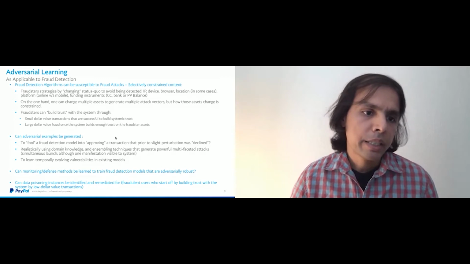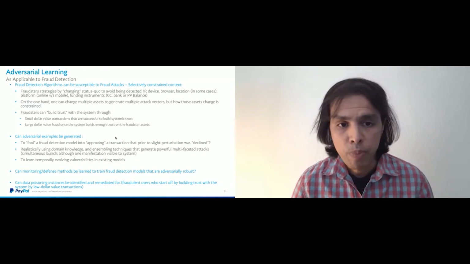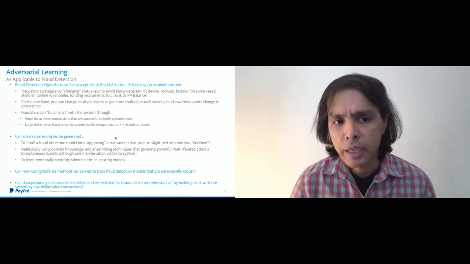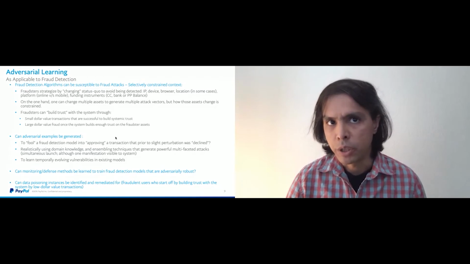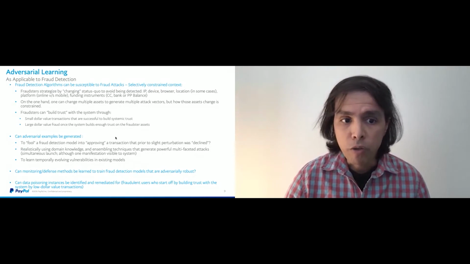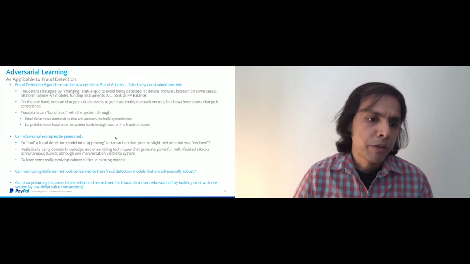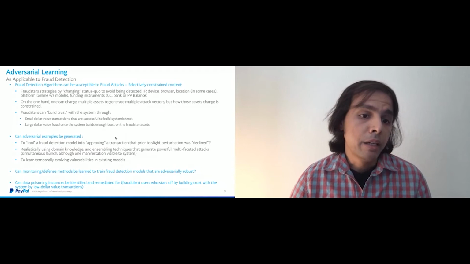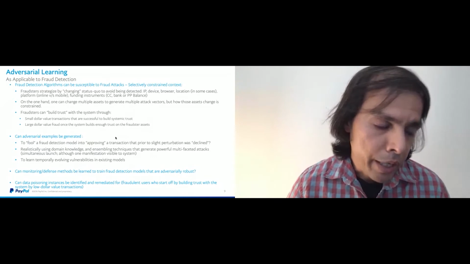So the core idea here is, can we generate adversarial examples to fool the fraud detection model into approving a transaction that was previously declined? In this case, we want to use domain knowledge in order to generate attacks that are realistic, in the sense that you know these attacks can actually occur, and they are well within the scope of a fraudster's attempt. The other question we want to answer is, can you develop a monitoring and defense system that can be learned in order to train fraud detection models and make them more adversarially robust?